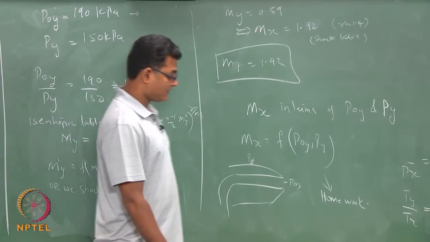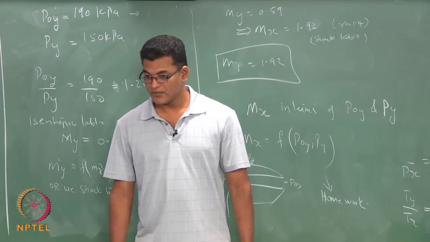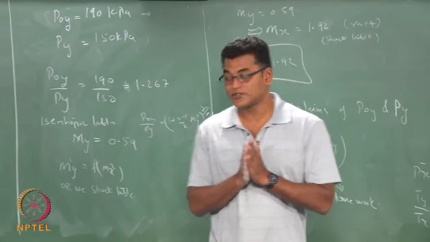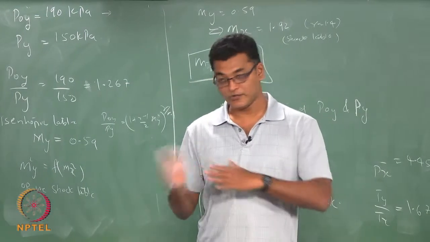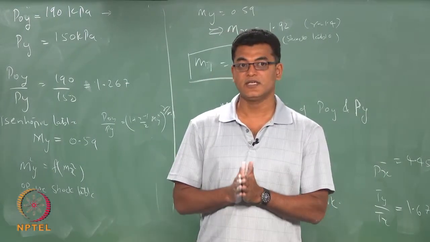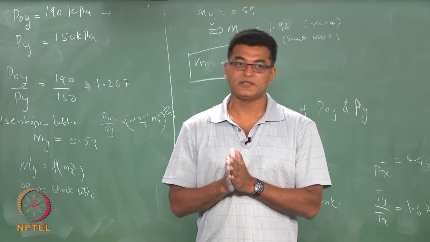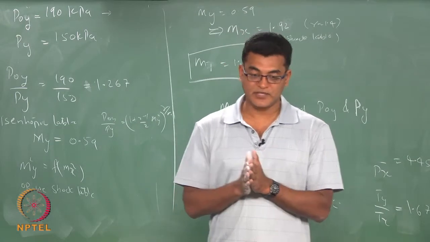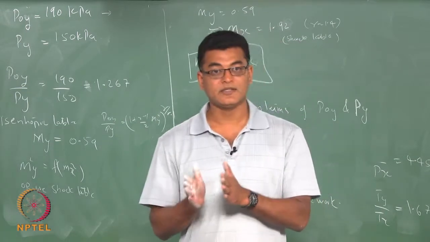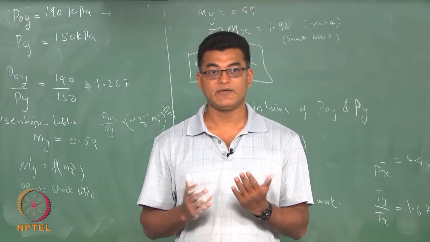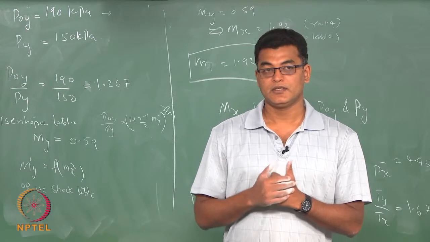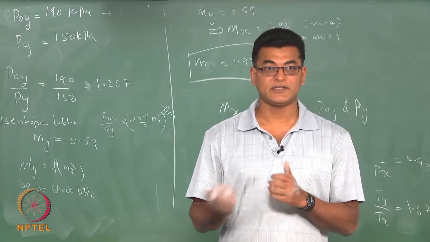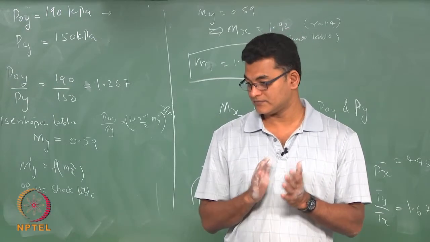So with this, for the time being, we will end the normal shock discussion. Next class we will take up the CD nozzle and do the same set of analysis, and also do some numerical problems involving shocks in the diverging section of the CD nozzle. We will also discuss the over expansion and under expansion of nozzles.